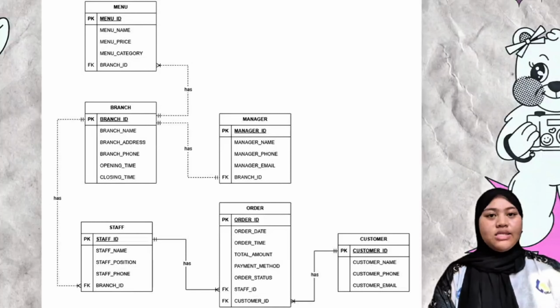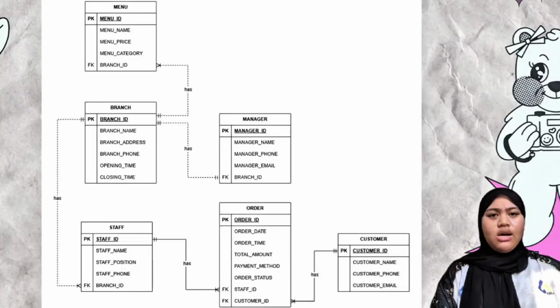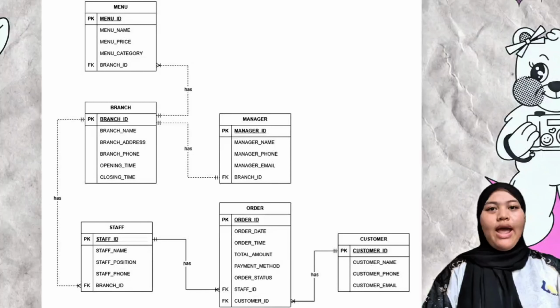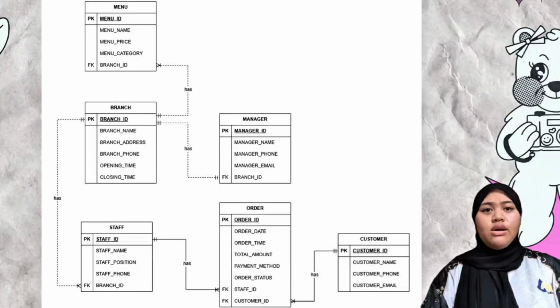The customer entity stores customer details. A customer can place many orders. The order entity records order details such as date, time, total amount, payment method, and order status. Each order must be placed by one customer and handled by one staff member.